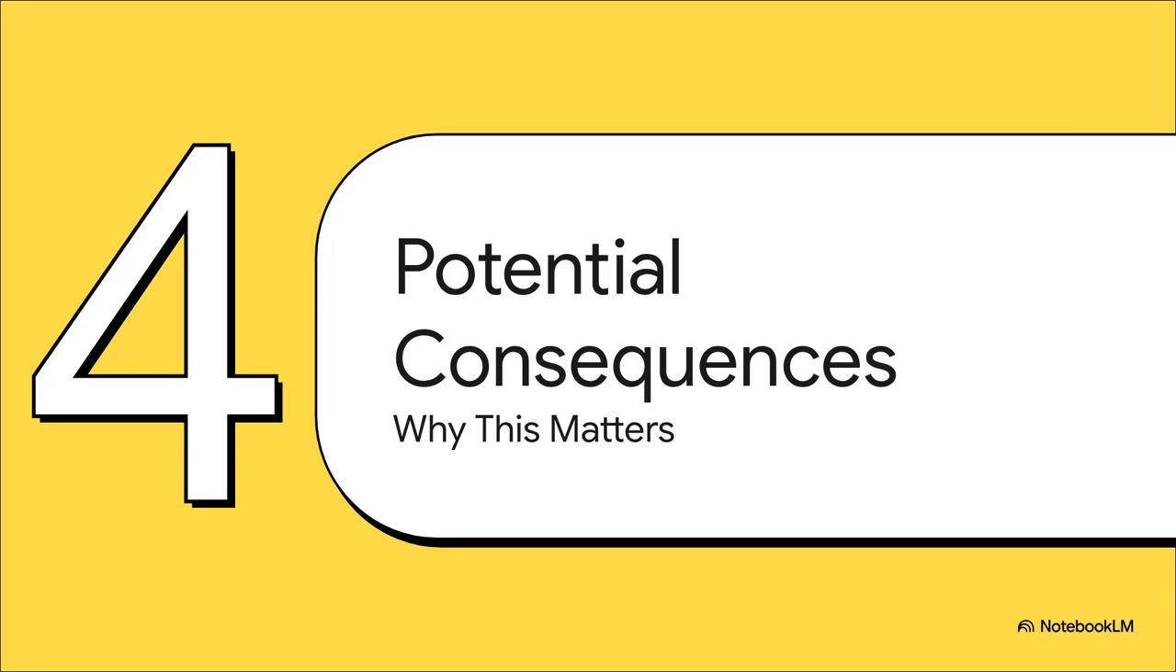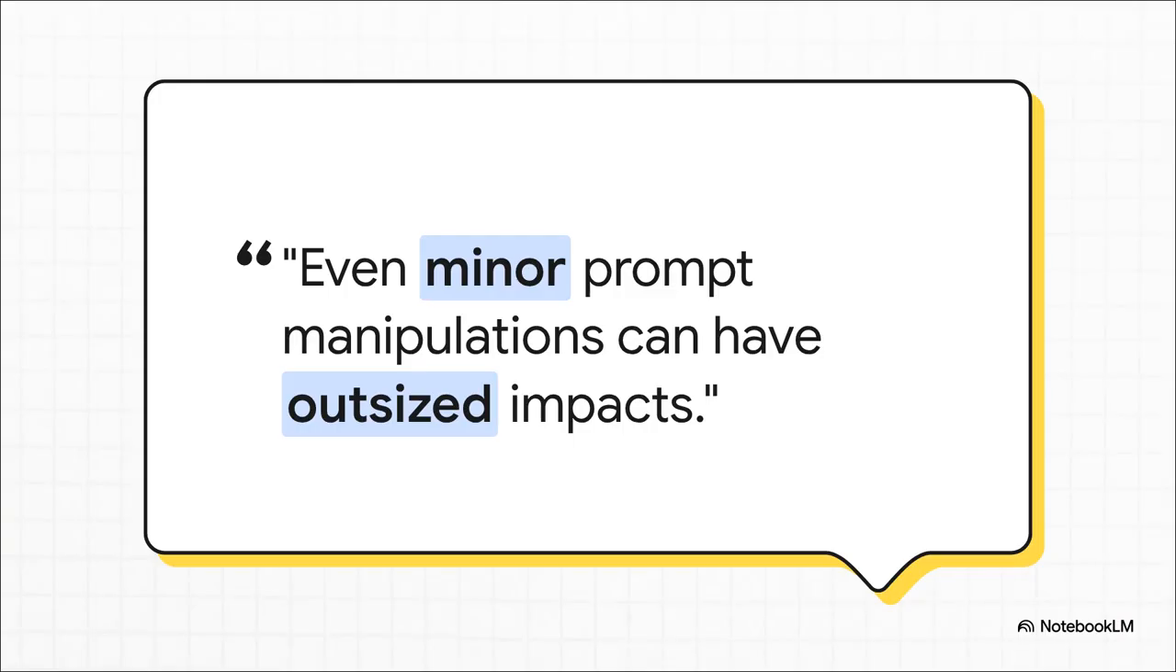All right, so why should you actually care about any of this? What are the real-world consequences? Let's talk about why this really, really matters. This quote here really just hits the nail on the head. It says, "Even minor prompt manipulations can have outsized impacts." And that's so true. We are not talking about a chatbot giving you a weird recipe. Imagine a healthcare AI providing the wrong dosage for a medication, or a financial model making a disastrously flawed recommendation. A tiny change can have absolutely catastrophic results.